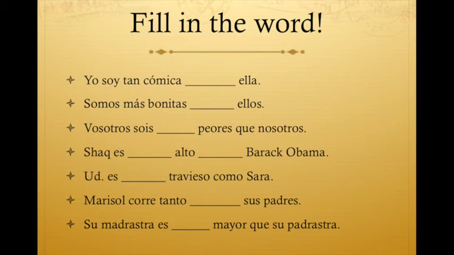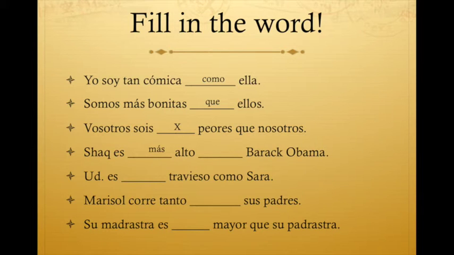So you have to make sure to partner up the right word. You cannot say tan cómica que or más cómica como. So in this instance, because we see the word tan, we know its friend is como, tan and como. Somos más bonitas que ellos. Más and que go together as friends. Vosotros sois peores que nosotros. Remember, when we have one of those unique four words, older, younger, better, worse, we do not need to use the word más or menos to supplement the que. Let's pretend it's built into the word peor.